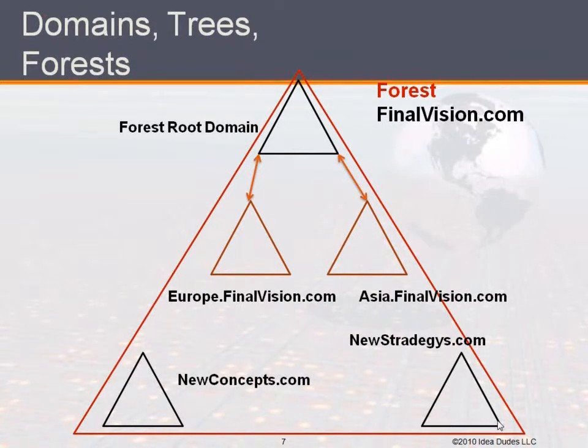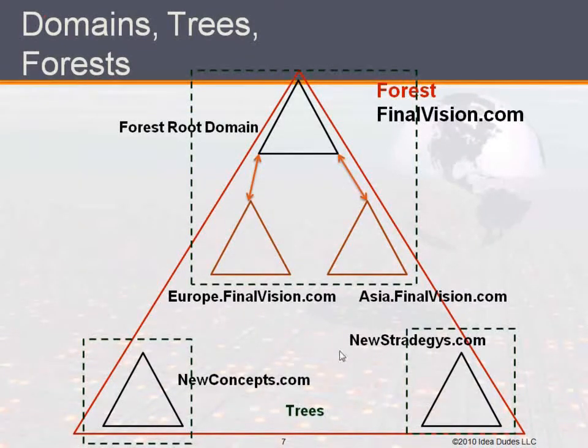And what do they share? Well, they share the schema and they share the domain naming master. So those are the only things that are shared within the forest. And you can see those are the trees. So we have finalvision.com, newconcepts.com and newstrategies.com. These are the trees within the forest.